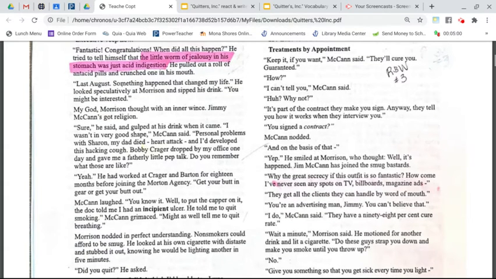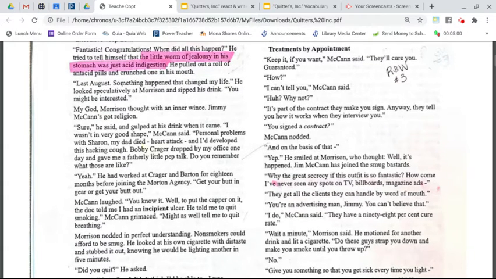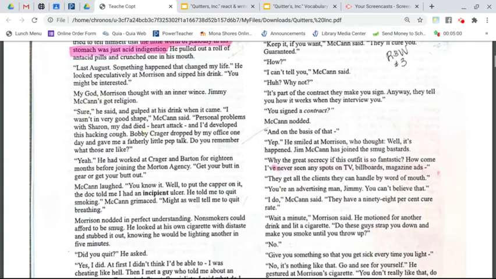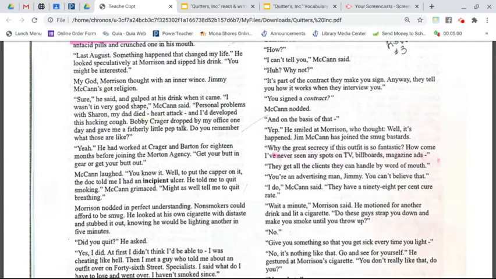Why, the great secrecy of this outfit is so fantastic. How come I've never seen any spots on TV, billboards, magazine ads? They get all the clients they can handle by word of mouth. You're an advertising man, Jimmy. You can't believe that. I do, McCann said. They have a 98% cure rate.